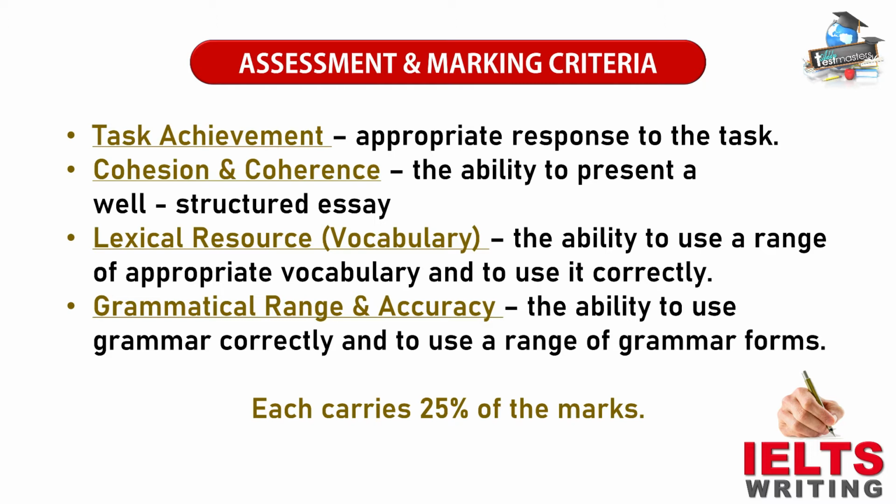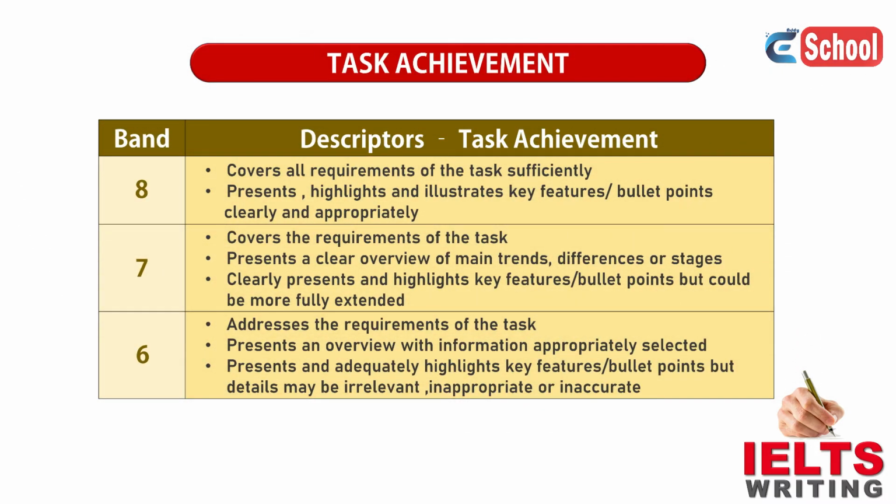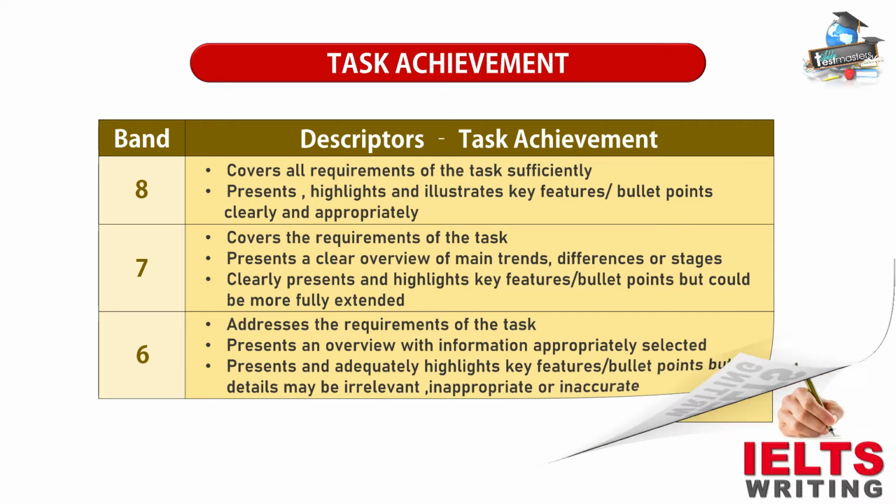I created separate lessons on vocabulary and grammar for Task 1, so in this video we'll look in detail at just the marking criteria for task achievement and coherence and cohesion. We're going to focus on bands 6 to 8, as these are the levels most students are aiming for. On this slide and the next are tables of the official marking criteria for task achievement and coherence and cohesion. Pause the video if you want to read through them.